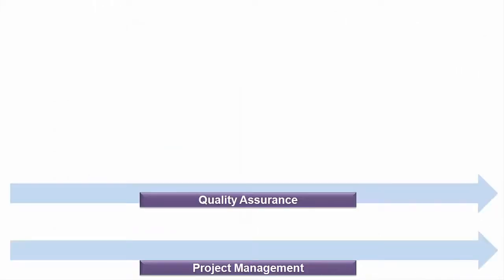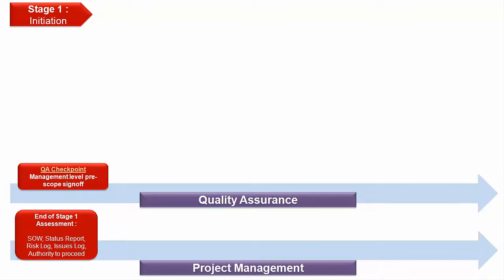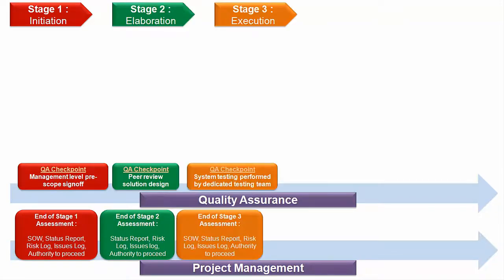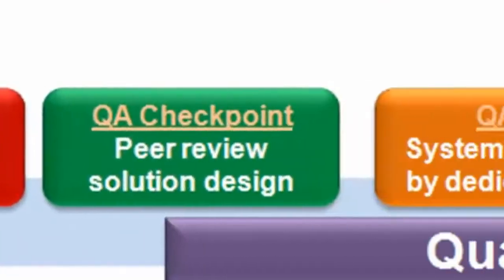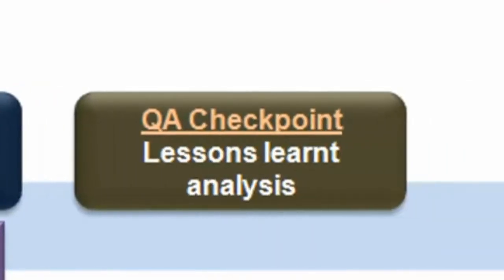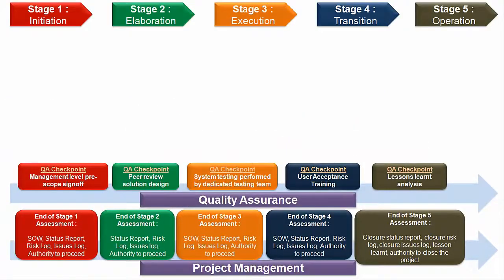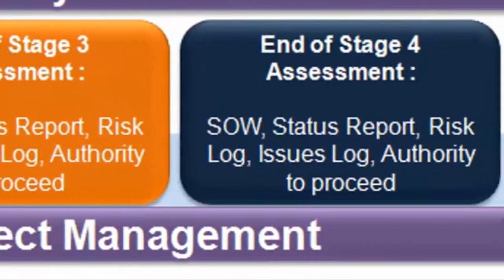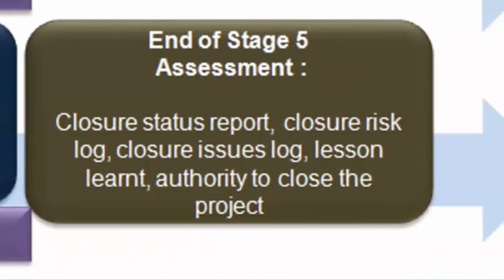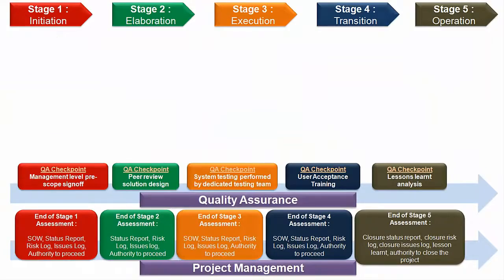The PMO framework comprises 5 different stages: initiation, elaboration, execution, transition, and operation. Each stage has its own QA checkpoint that acts as a yardstick to review and confirm the objectives and the quality of the work in progress across each stage. The end-of-stage assessment block across each stage of the PMO framework enables the project board to exert control over the expenditure and the continuation of a project. Now, let us proceed with learning in detail about each of the stages, one by one.